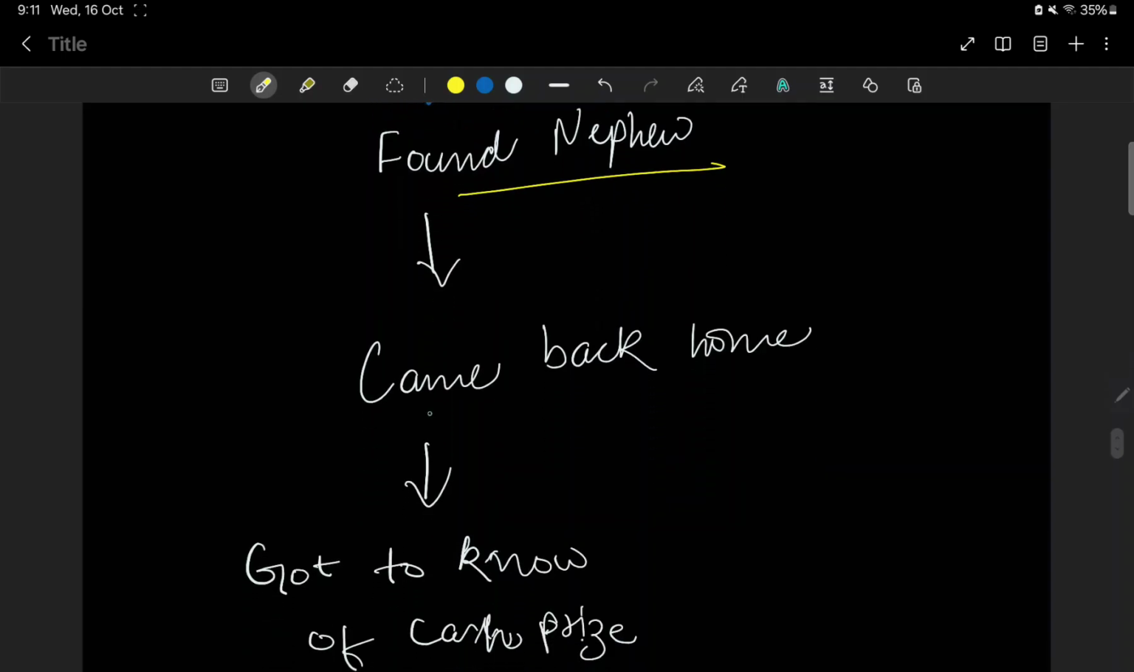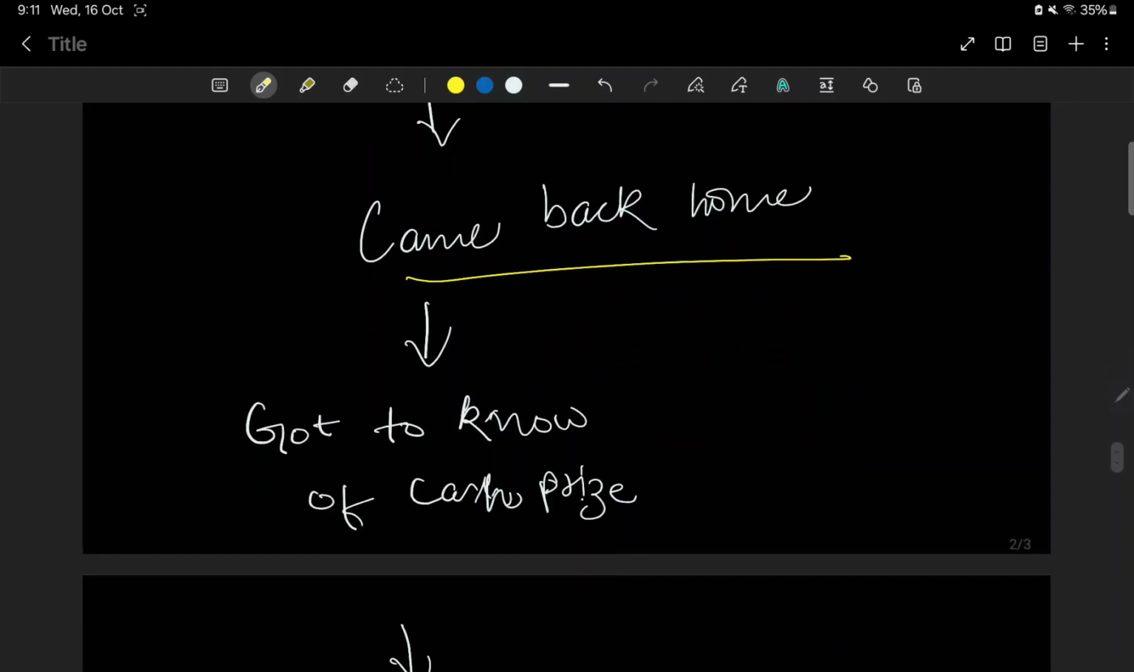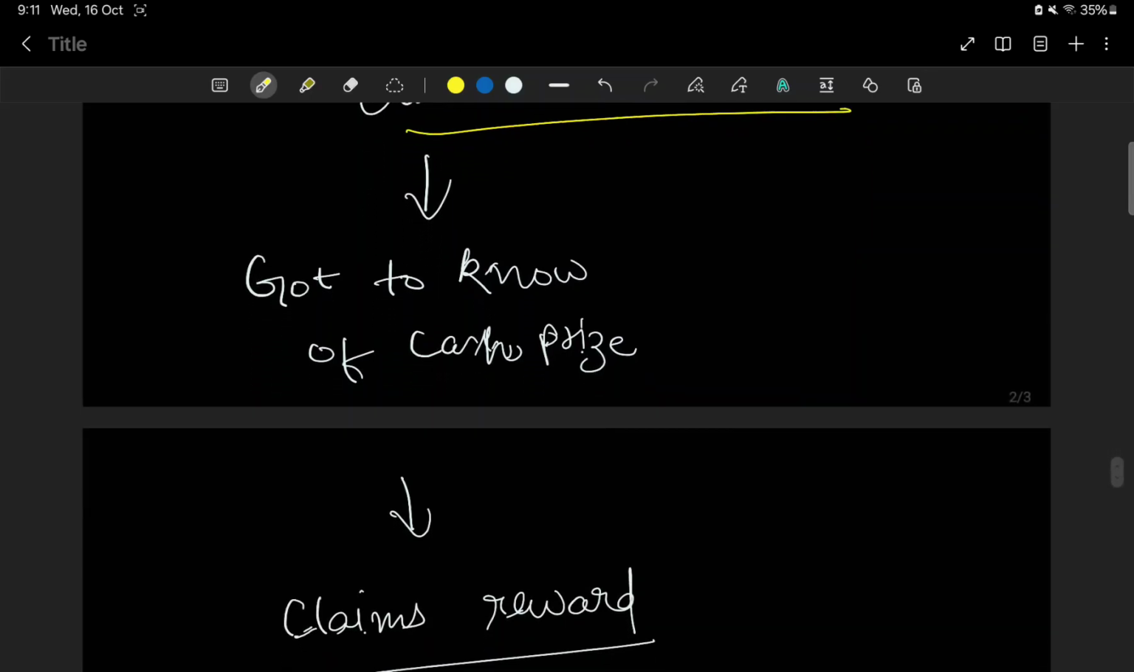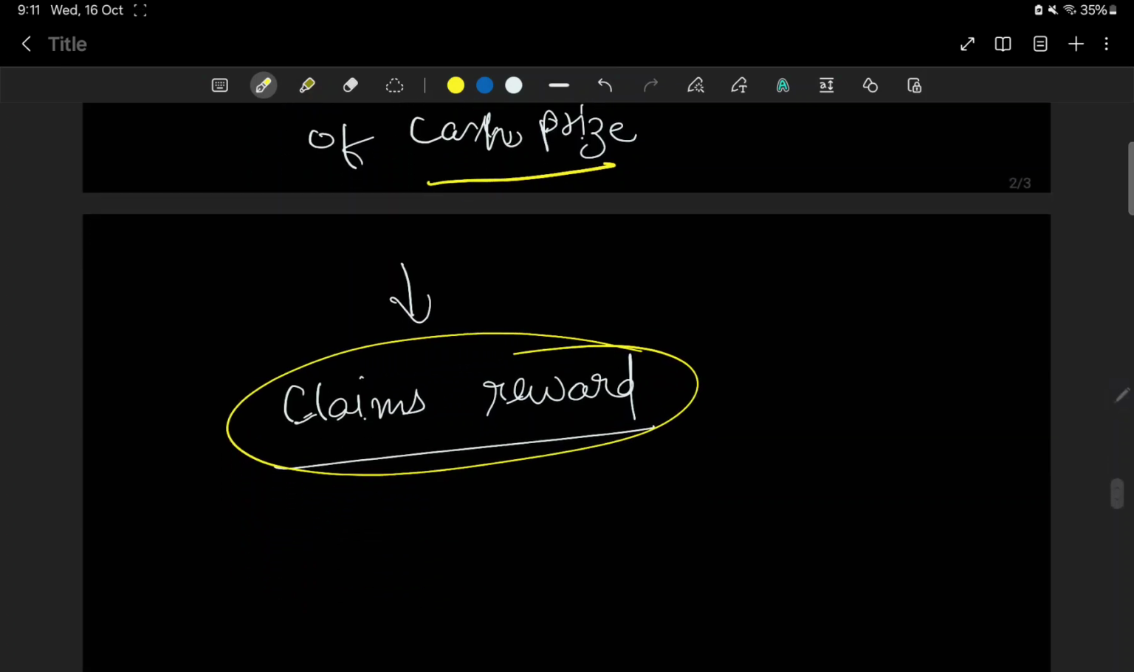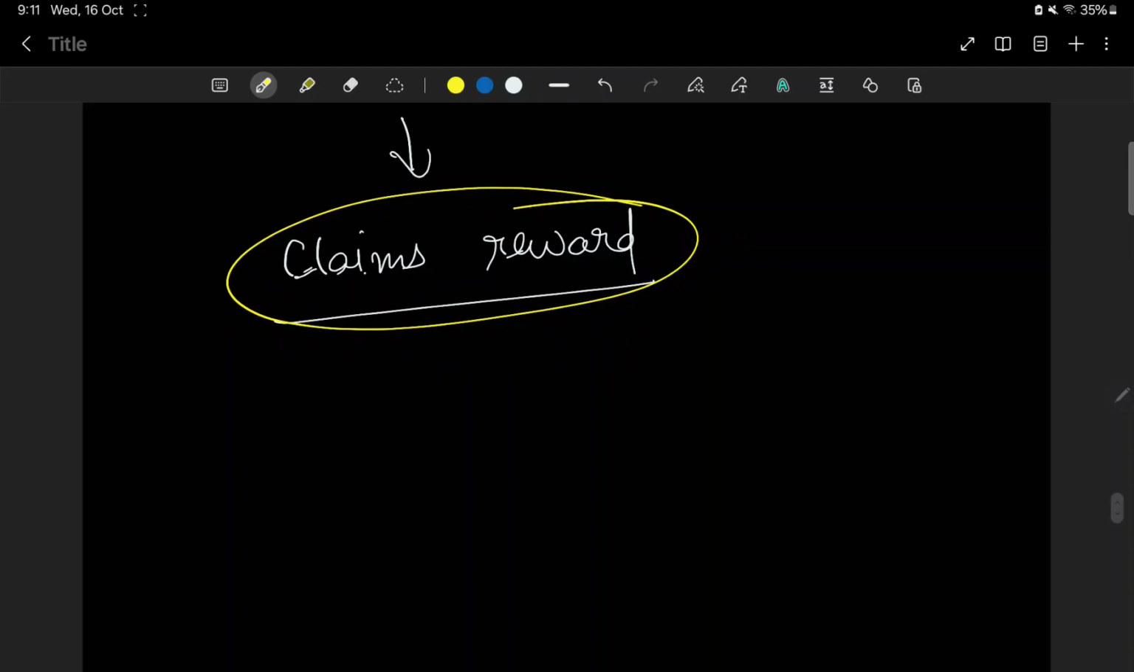one of the servants he found the nephew and he came back home with the nephew, and now when he came back home, now he comes to know about the cash prize, that there was a cash prize for any person who would have brought the nephew back, and now he is claiming that reward। ठीक है, घर आने के बाद उस सर्वेंट को पता लगता है कि एक कैश रिवॉर्ड अनाउंस्ड था उस पर्सन के लिए जो भी नेफ्यू को ढूंढ के वापस लाएगा, और अब वो क्लेम करता है कि क्योंकि मैं नेफ्यू को ढूंढ के लाया हूँ वापस, then you should give me the cash reward.